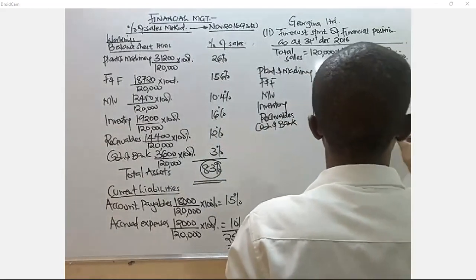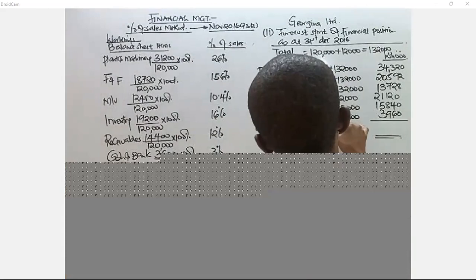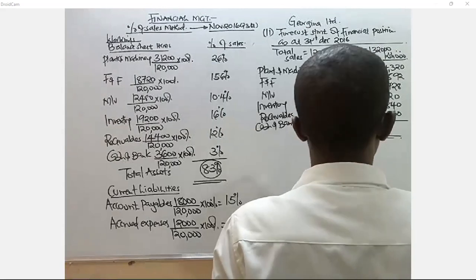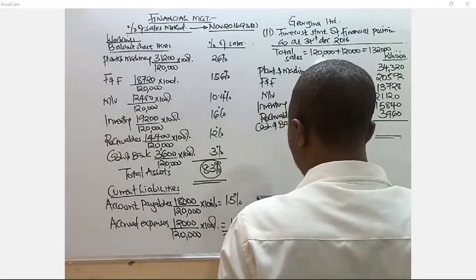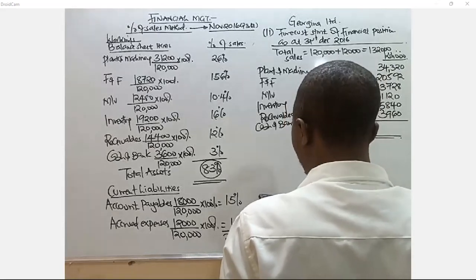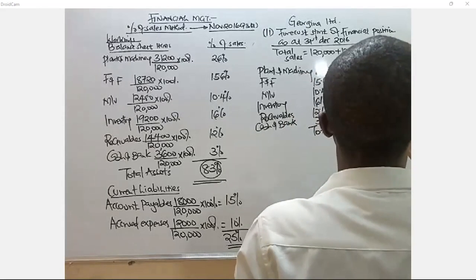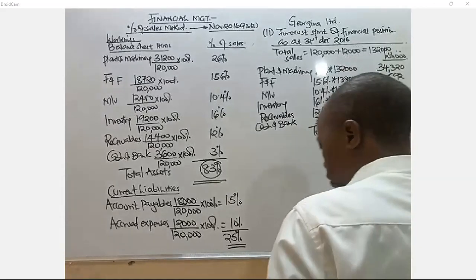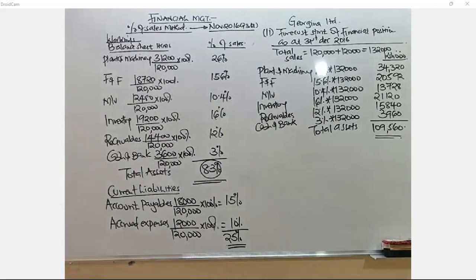What is my total assets? So 960 plus 15,840 plus 21,120 plus 13,728 plus 20,592 plus 34,320. Getting 109,560, right? 109,560. Remember, we are just following the statements given in the question.